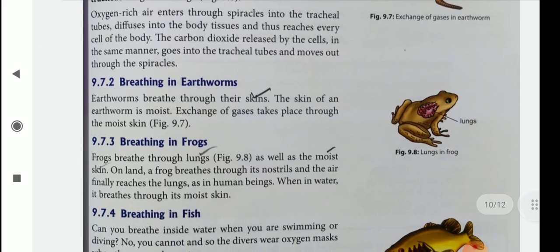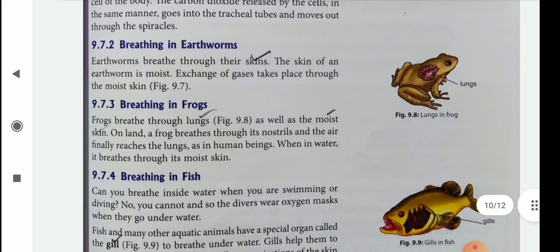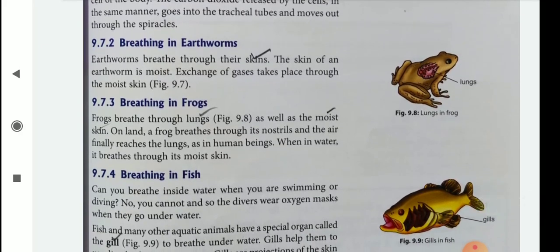Then breathing in earthworms. Earthworms breathe through their skins. The skin of an earthworm is moist. Exchange of gases takes place through the moist skin. Then breathing in frog. Frogs breathe through lungs as well as the moist skin. So they can use both lungs and moist skin. On land, a frog breathes through its nostrils and the air finally reaches the lungs, as in human beings. But when in water, it breathes through its moist skin.